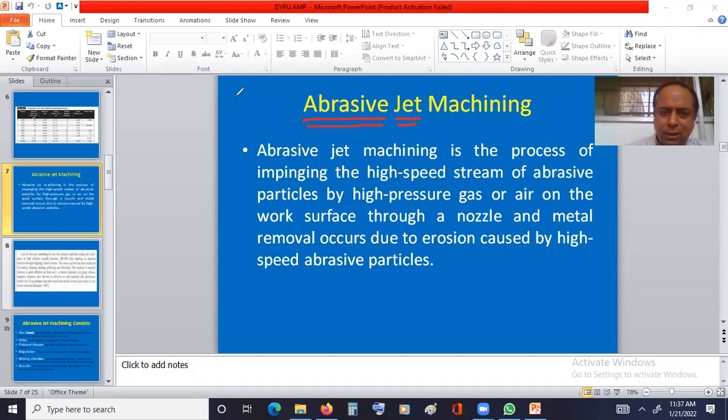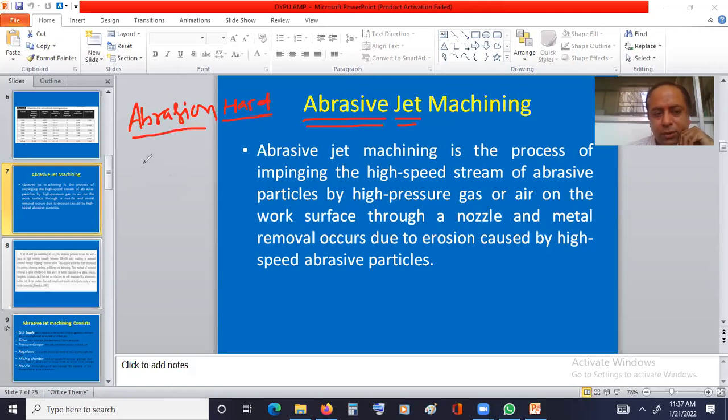Abrasive means it is a kind of inorganic material, and it is comparatively a little bit hard compared to other materials. And normally they are used for a thing which is called abrasion. Okay. So what is the meaning of abrasion? Abrasion means what? When two surfaces rub.